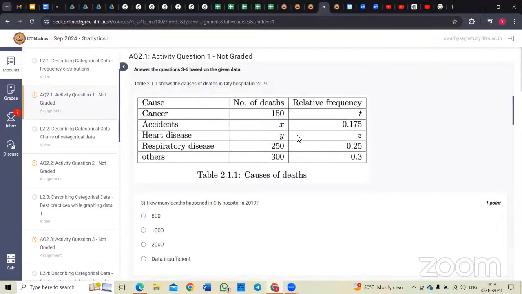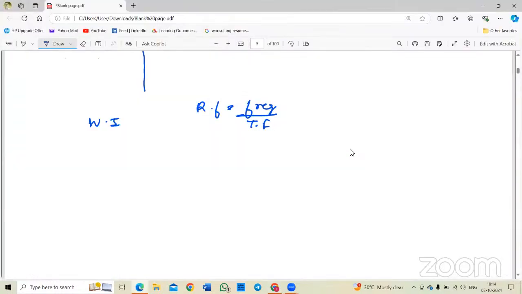So if you look in this figure, we have been given the number of deaths for respiratory disease, that is 250. And we have been given relative frequency of 0.25 as well, right? Yes, ma'am. So if I take this value, divided by total frequency, we are just keeping it as it is.